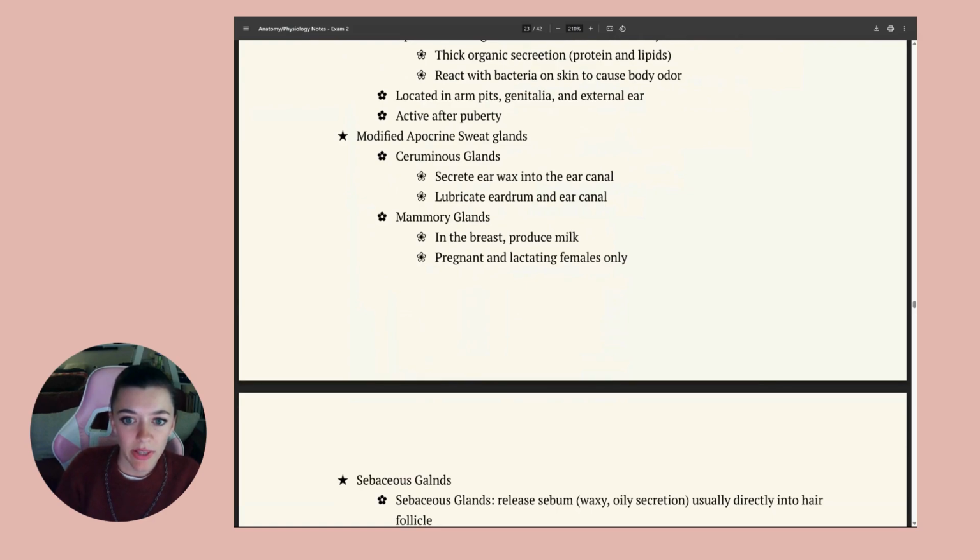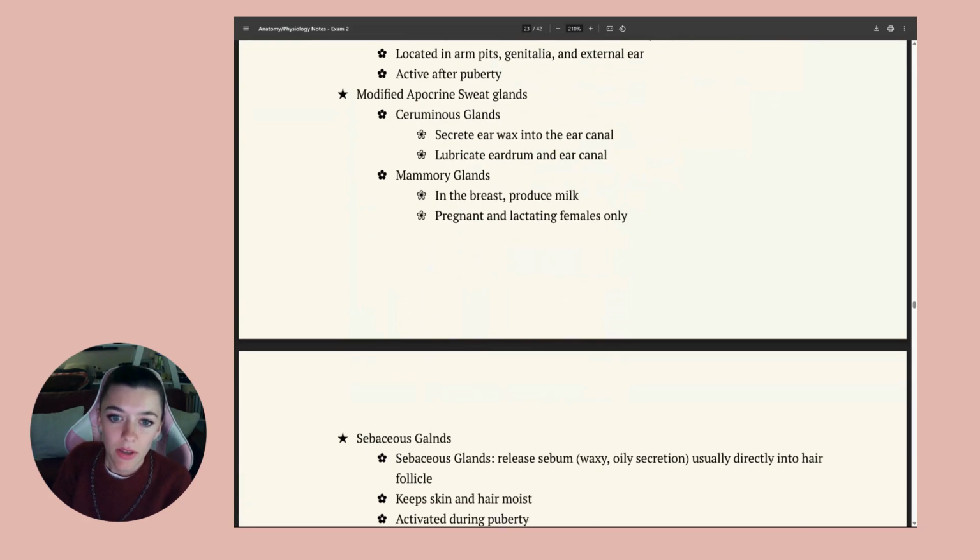Your modified sweat glands are going to be your ceruminous, which secrete earwax into the ear canal and lubricate the eardrum and ear canal. And then your mammary glands, which in the breast produce milk, and it's only in pregnant and lactating females.